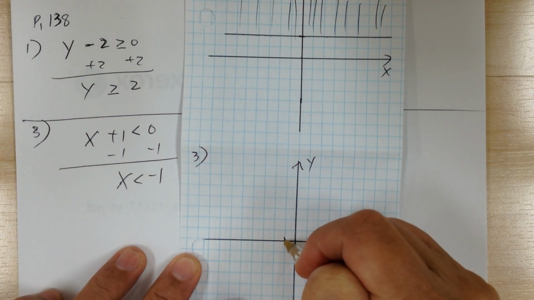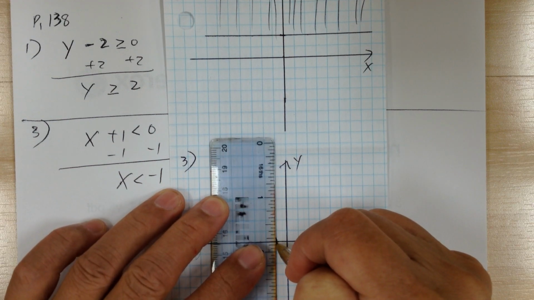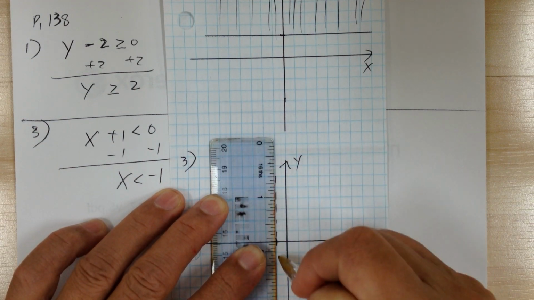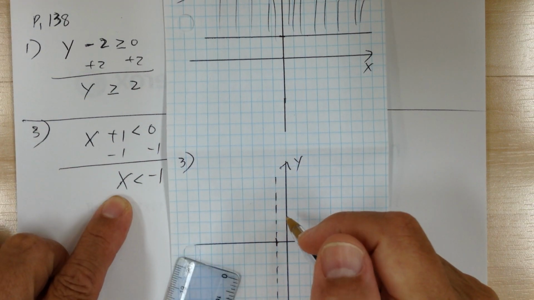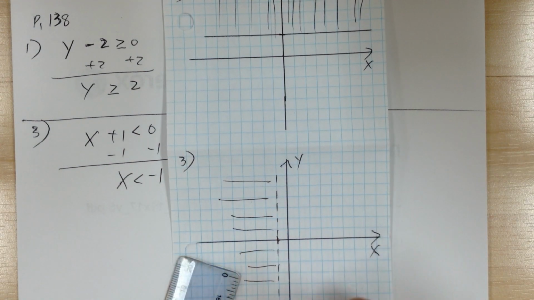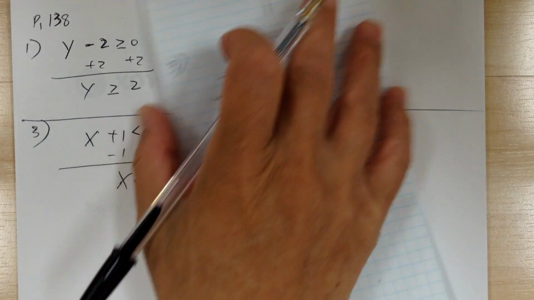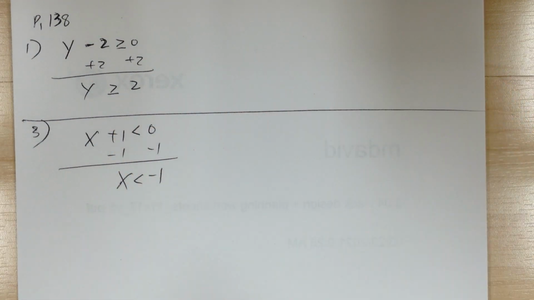So negative 1 is right over here. Now there's no equal sign, so it's a dash line. You have to make it into a dash line. It's less than, so less than is on this side, so you shade in this side. Okay, so that's for number 3. Let's go to the next one.